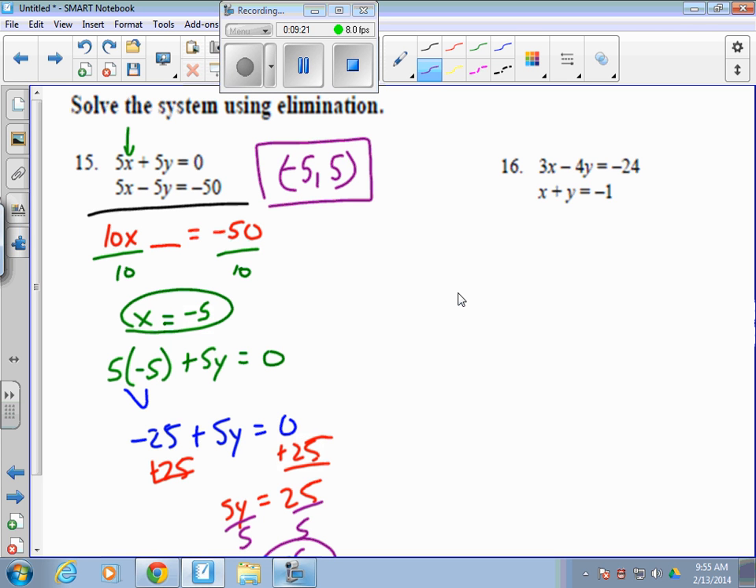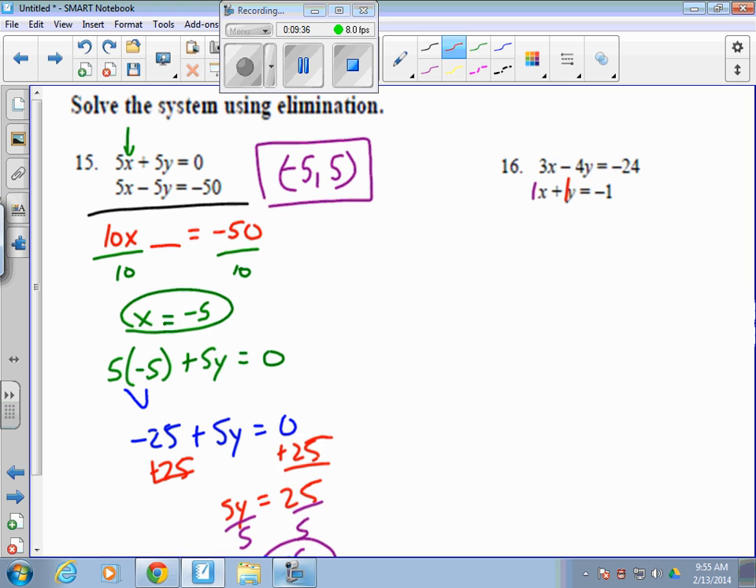Number 16 is lined up as well. X's are on top of x's, y's, equals, and constants. Everything's on top of each other. But you don't have opposite terms. You have 3x and you have 1x. You've got negative 4y and you've got 1y.